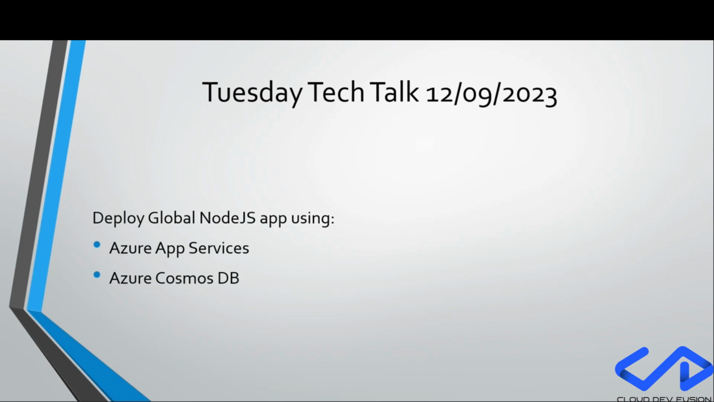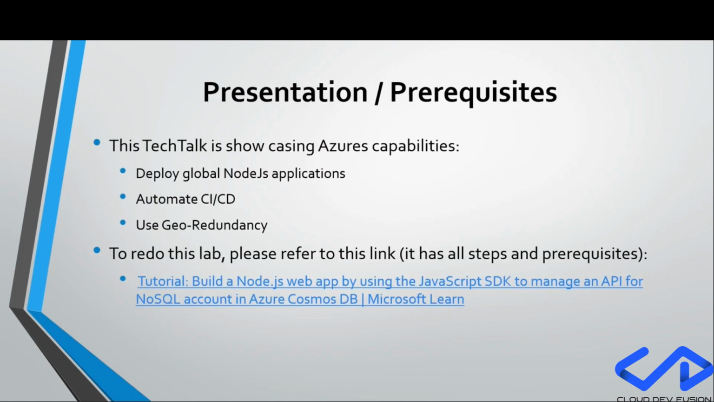Feel free to go on the link that describes all the details, how to develop the app, how to create resources and so on. This is not a development tech talk, so we're going to be skipping all the prerequisites and all the Node development part of it. We're going to move on to the Azure infrastructure project. We're going to discuss how to deploy the Node.js app, how to automate the CI/CD using App Service features, and how to use geo-redundancy.